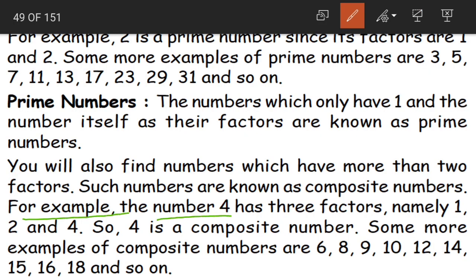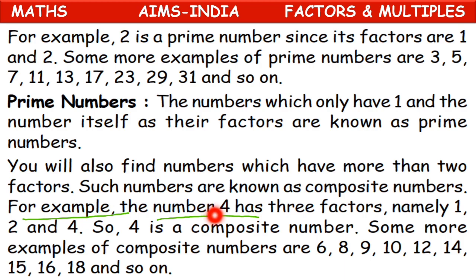For example, the number 4 has 3 factors, namely 1, 2 and 4. Yes, 4 has 3 factors here. So what does that make 4? 4 becomes a composite number. So 4 is a composite number.